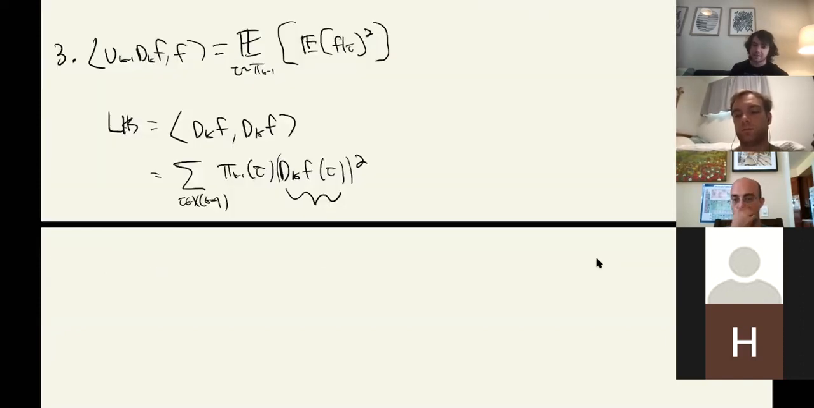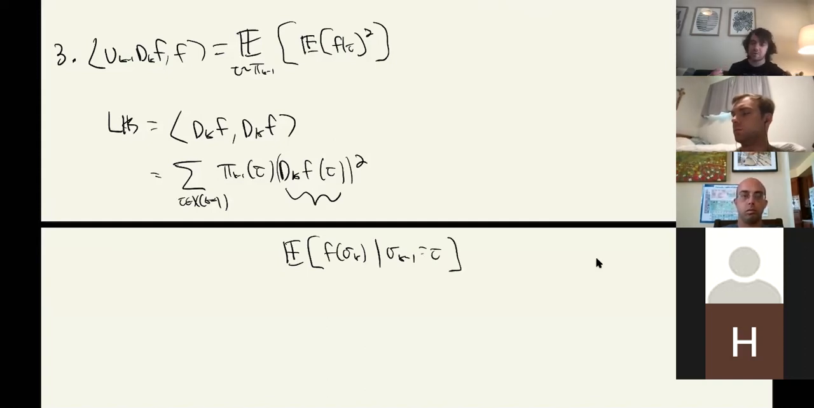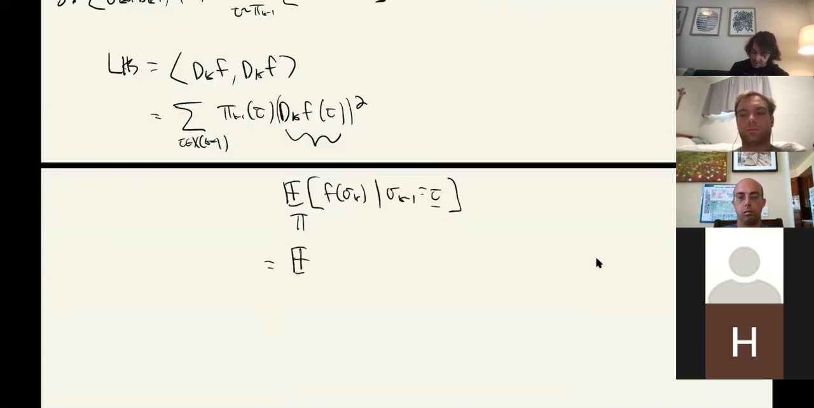So let's now take a look at D_k f of tau. What is this? Well, by definition of the down operator, this is the expectation of f of sigma k, given that sigma k-1 is equal to tau. But we just talked about how sigma k is distributed here, right? We can equivalently write this as sigma k is equal to tau union v, where v is drawn from the link, right? So this is equivalent. This is over the joint distribution. And this is equivalent to what? The expectation over the link, v drawn from pi tau 1, of f of tau union v, which is equal to f restricted to tau of v. So this is just D_k f of tau.